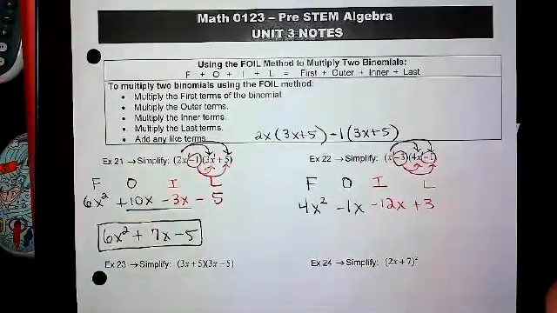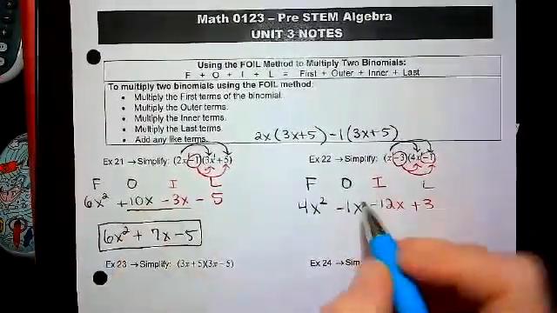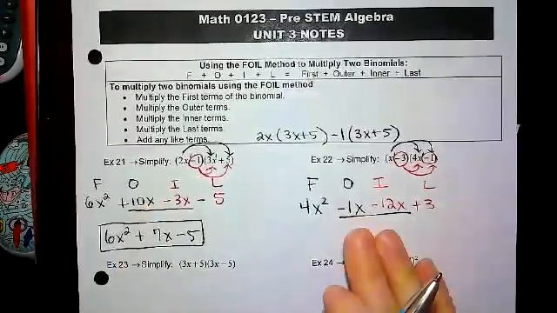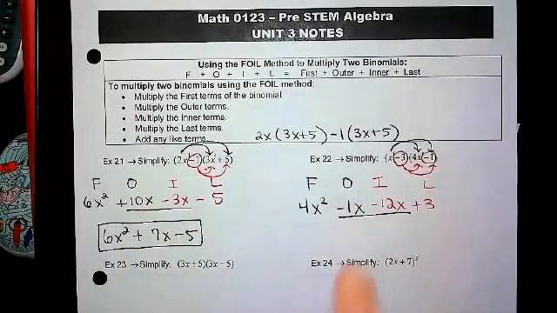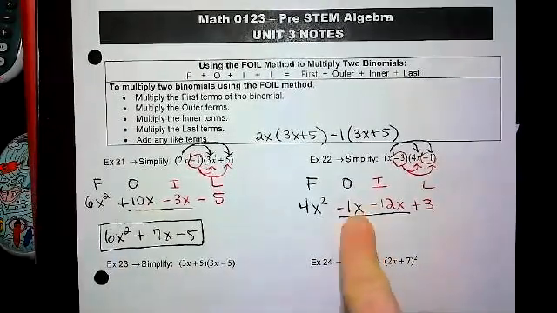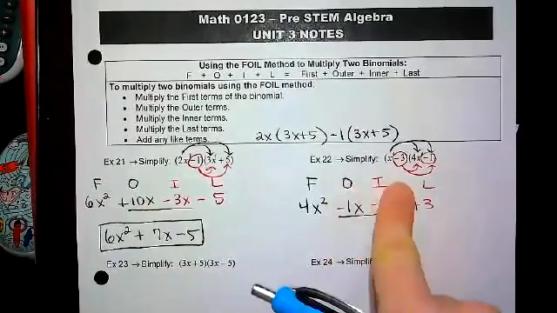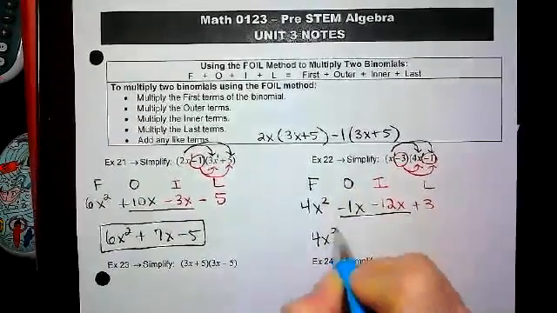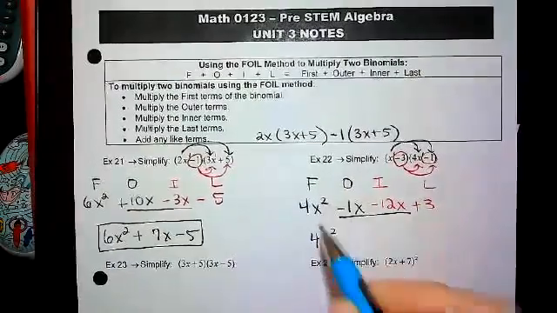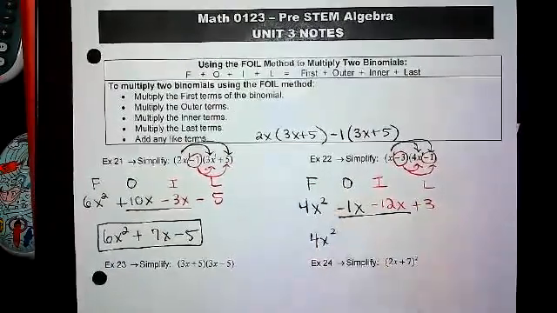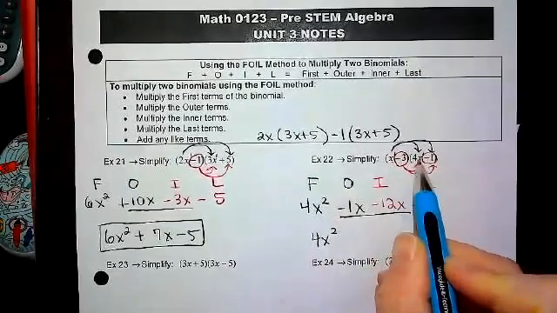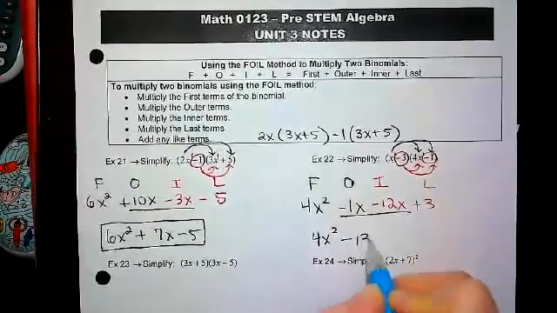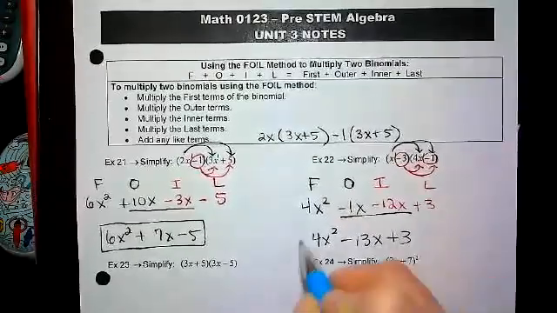So when you're FOILing, I didn't say it here, but almost always, every now and then you won't, but pretty much, especially in this assignment, you're going to have a middle term that can be combined, your outer and inner, to create a middle term. So 4x squared can't combine with anything because it's an x squared. That first term should always be squared because you take an x times an x term. Okay, so -1 and -12 is a -13x.